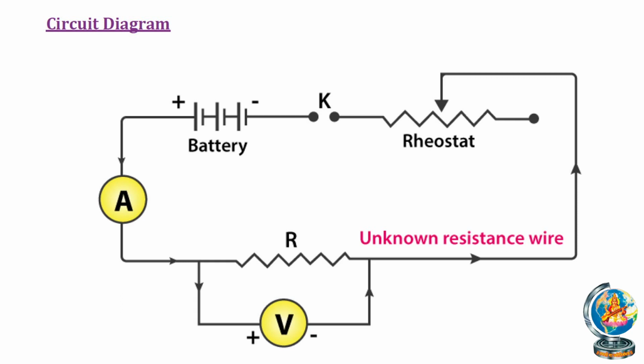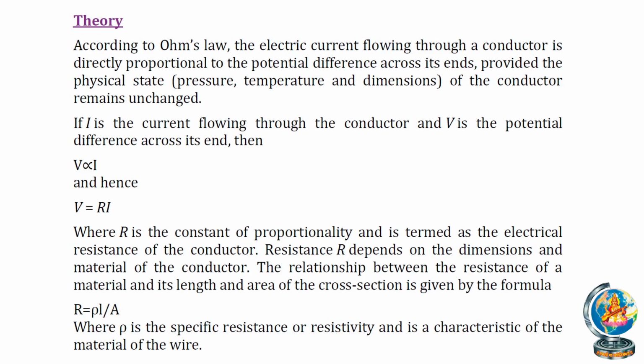Till this is clear? Fine. Now moving to the theory of this experiment. According to Ohm's law, the electric current flowing through a conductor is directly proportional to the potential difference across its ends, provided the physical conditions, that is pressure, temperature and dimensions of the conductor, remain unchanged. These are the fixed physical conditions of Ohm's law.